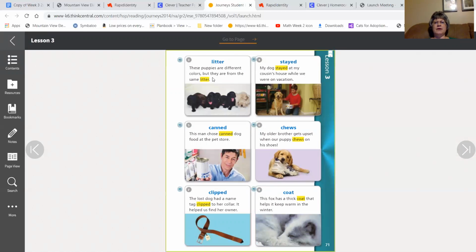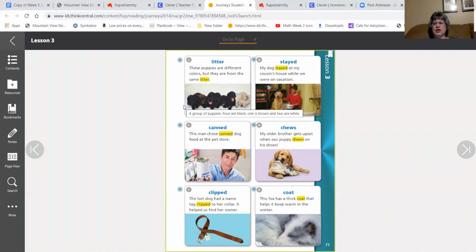Okay, so up here we find our definition for litter. So it's not the litter like leaving trash outside after a picnic, but it is this definition. Litter. These puppies are different colors, but they are from the same litter. So this type of litter means a group of animals, such as the puppies, that are born at the same time.